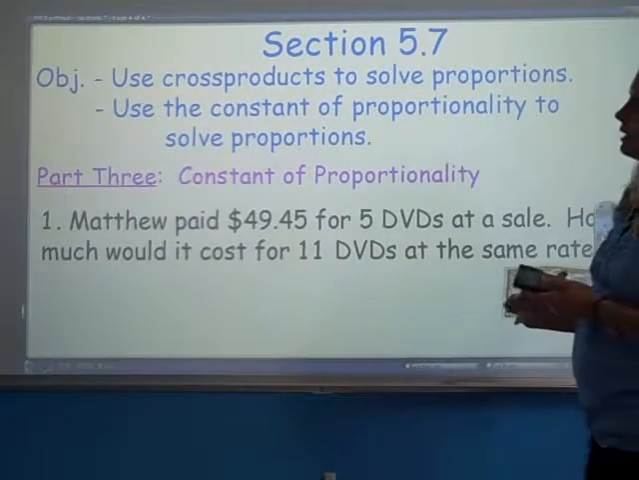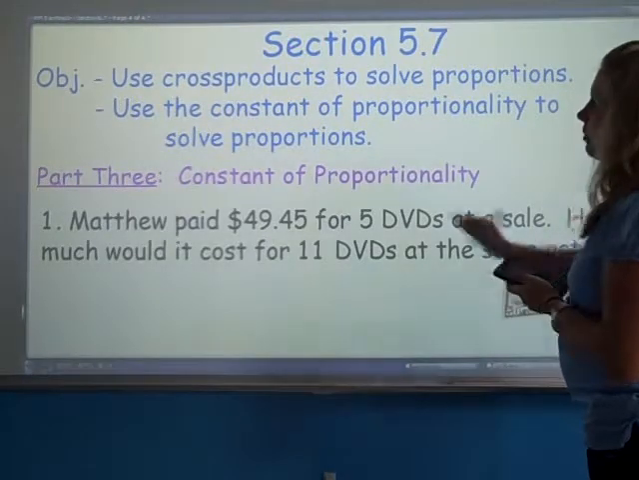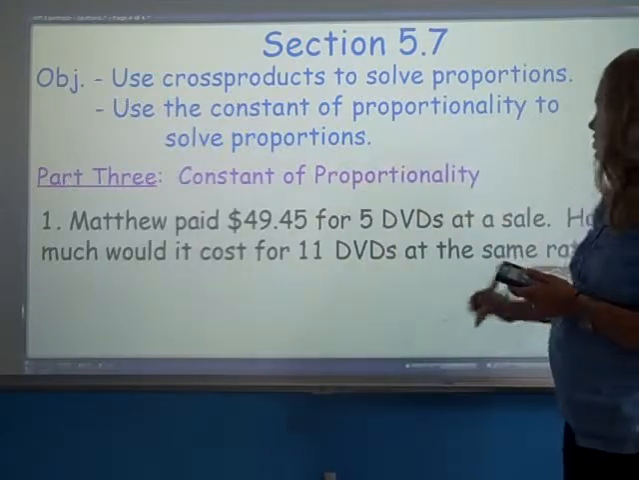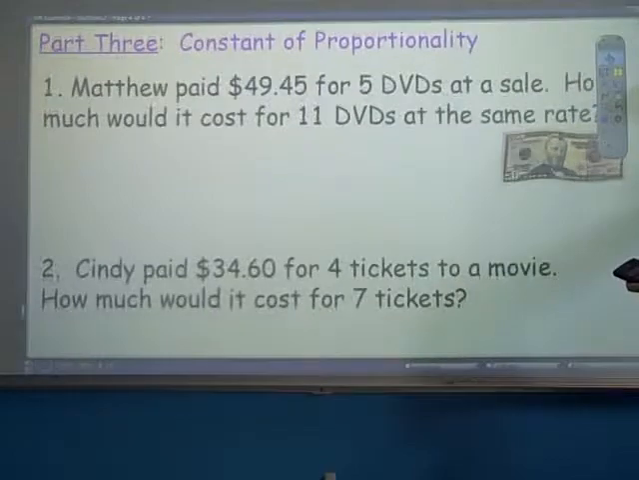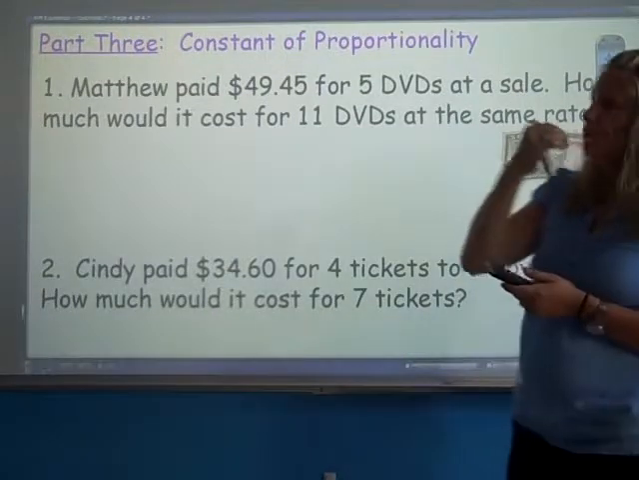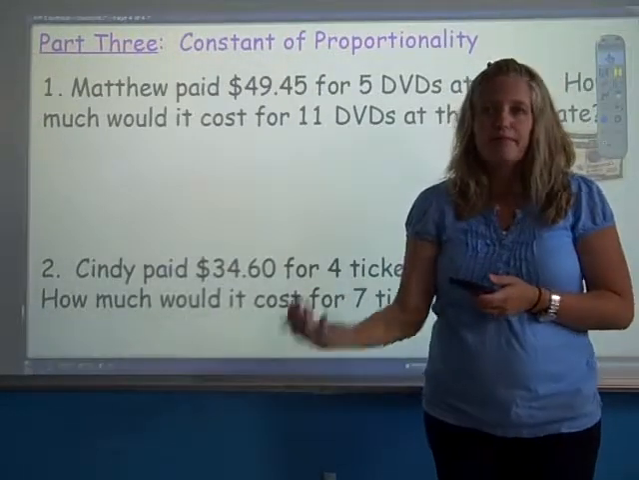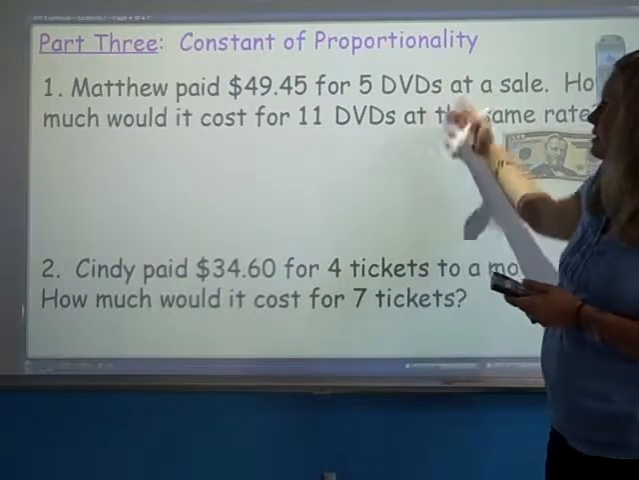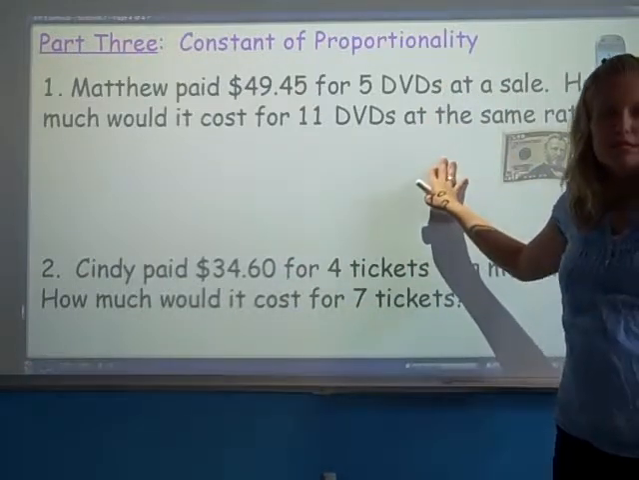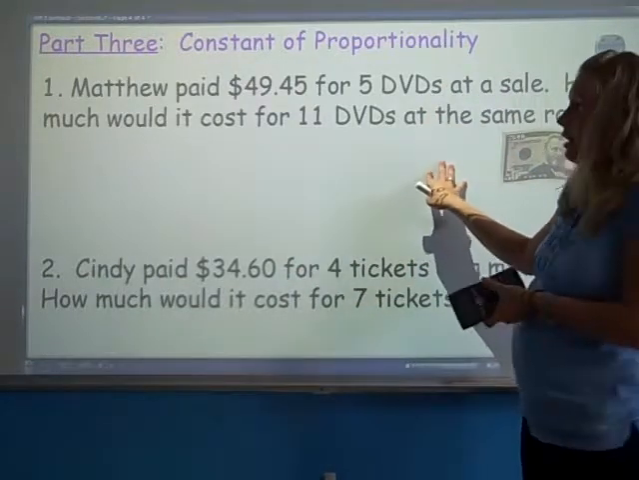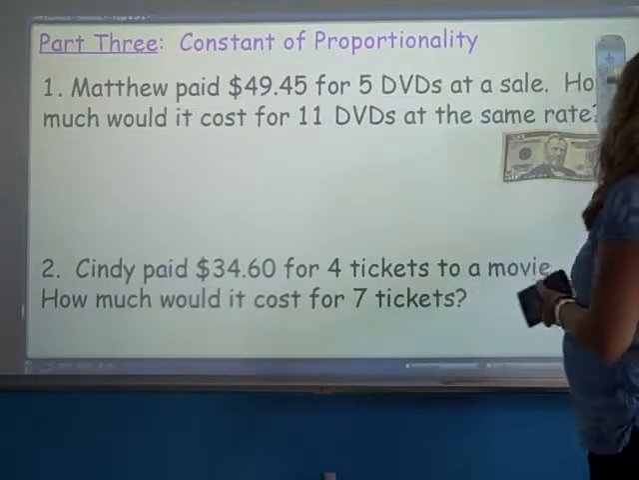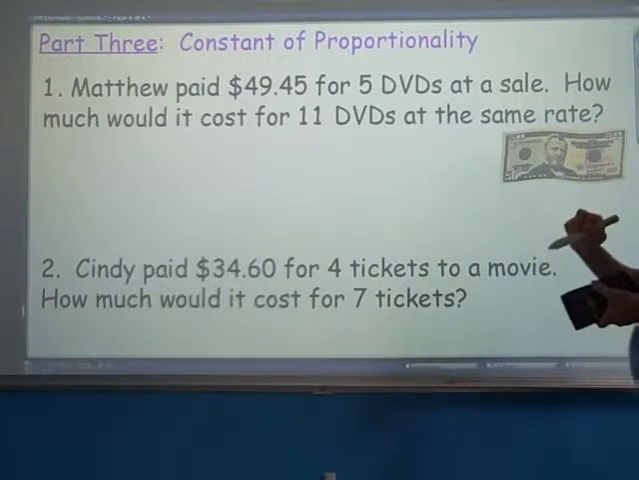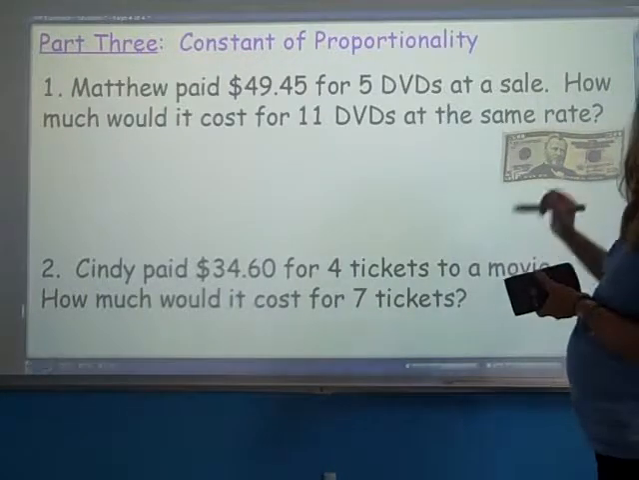Okay, last part of this section. Part 3, the constant of proportionality. This is becoming your favorite word, I'm sure. To find the constant of proportionality, remember that's like unit rate. So this is another way to solve these kinds of word problems like we just did, but using the constant of proportionality. Matthew paid $49.45 for 5 DVDs at a sale. How much would it cost for 11 DVDs at the same rate?